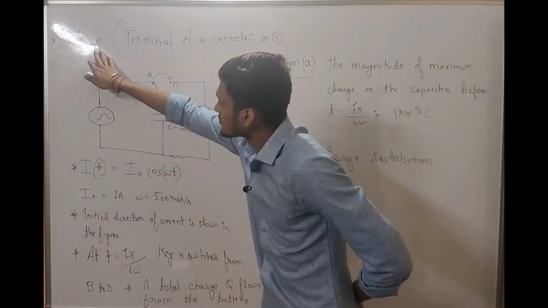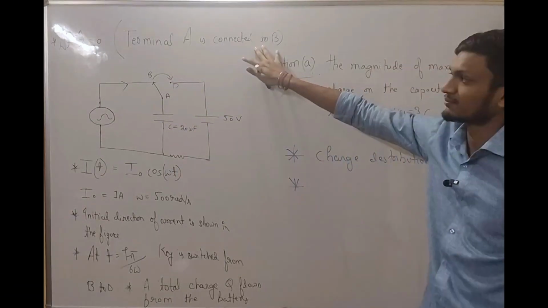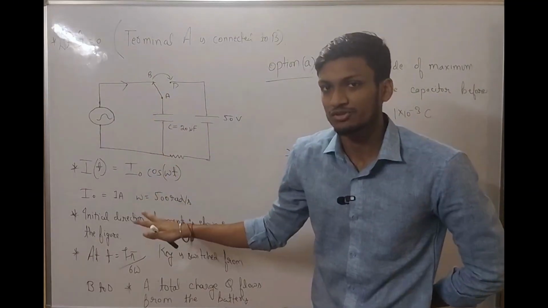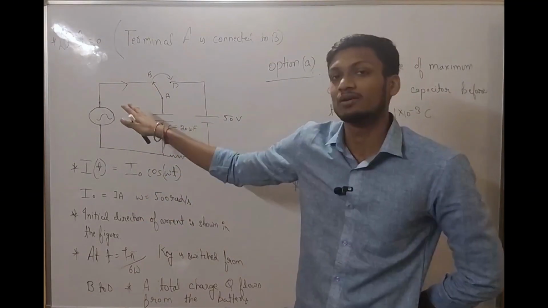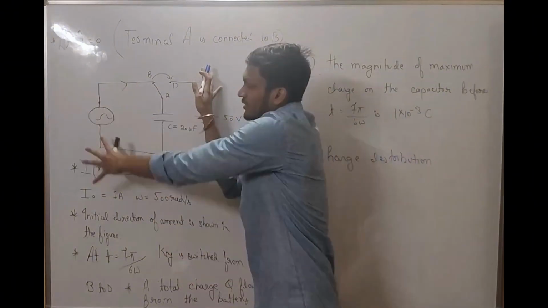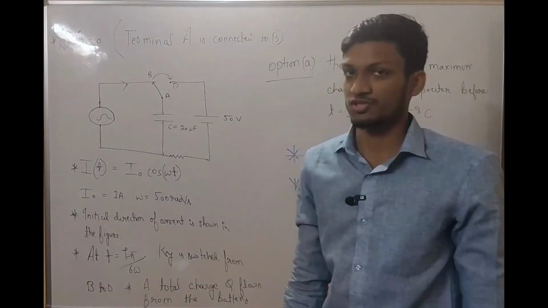At time t equals 0, the terminal A is connected to terminal B. So this is the diagram that was given to us in the question, and the A terminal was connected to the B terminal. This implies that the circuit is currently in an AC position.